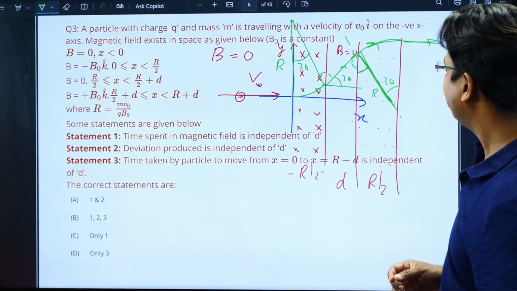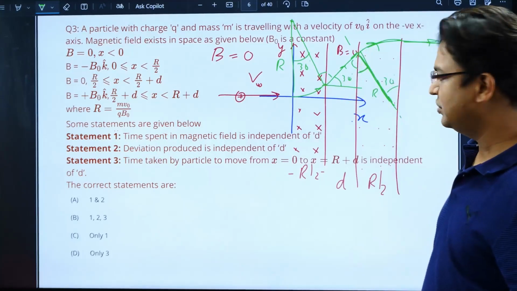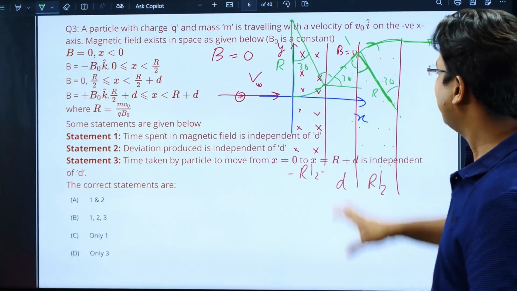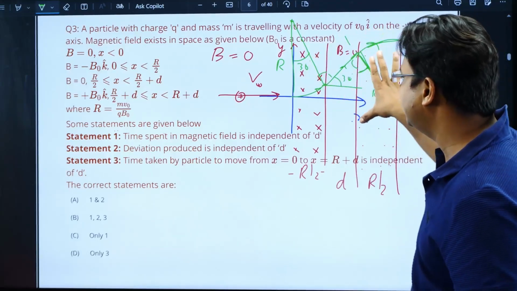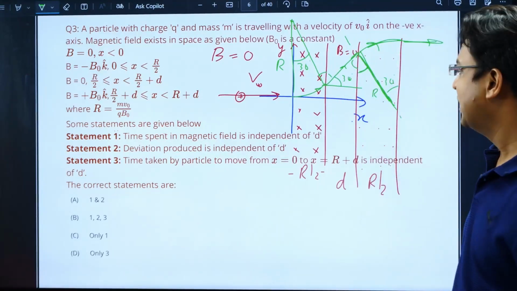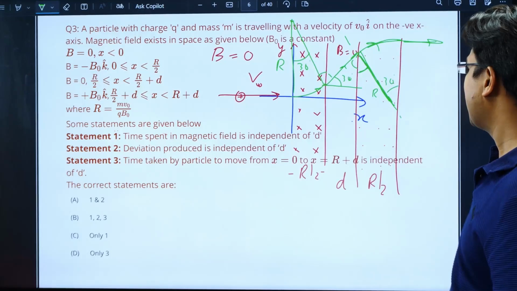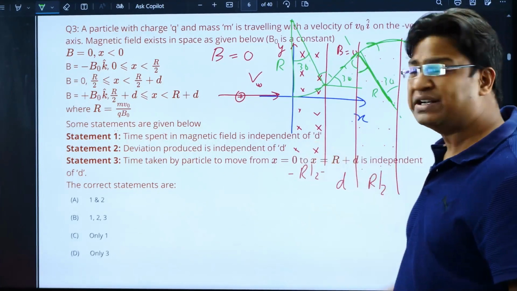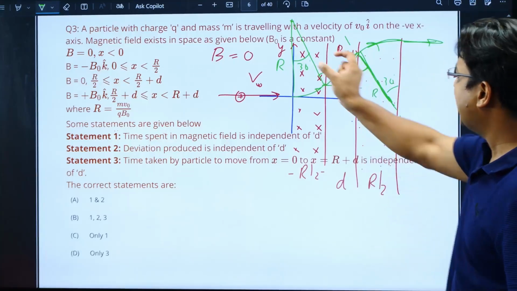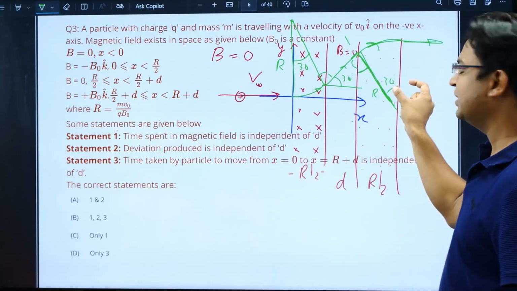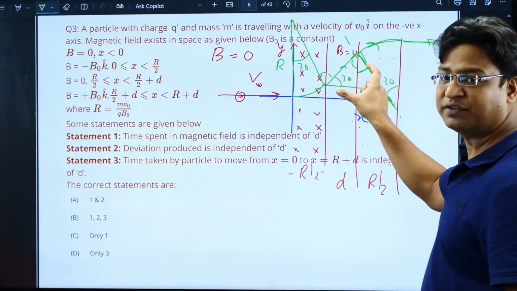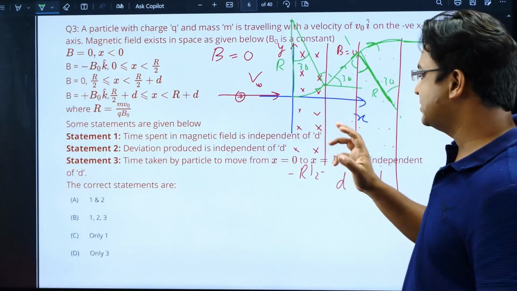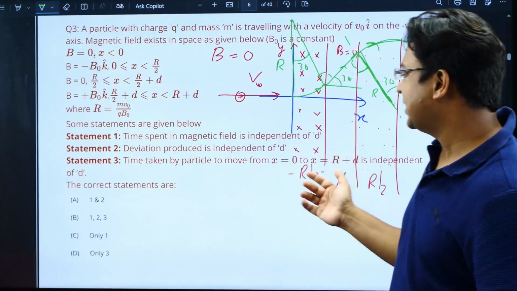Now this portion is a straight portion. So, time spent in magnetic field is independent of d. The magnetic field was here and here, so these two places had the magnetic field. I think the time spent in magnetic field is independent of d. That's correct, because the angle spent here was 30 degrees and the angle spent here was 30 degrees, and this is independent of the width of this region. No matter how wide this region is, in both regions 30 degrees will be considered. So the time spent in the magnetic field is independent of d.